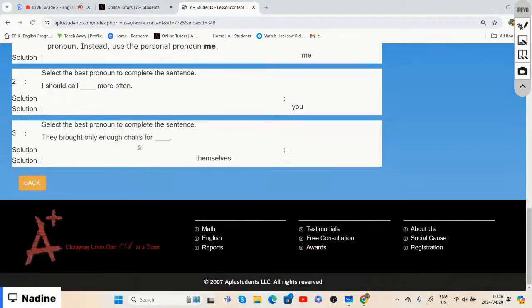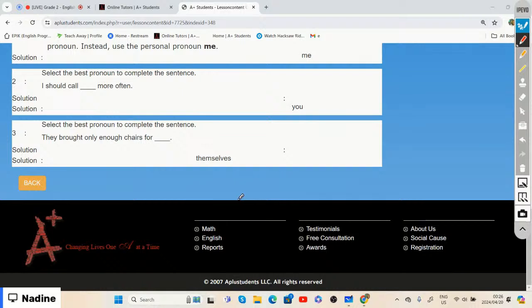All right. If we look at this sentence, I specifically wanted this sentence. It says they brought only enough chairs for. So this is a reflexive pronoun. This is them bringing chairs for themselves. So we can say it is themselves. They brought only enough chairs for themselves. That is a reflexive pronoun. The others were personal pronouns.